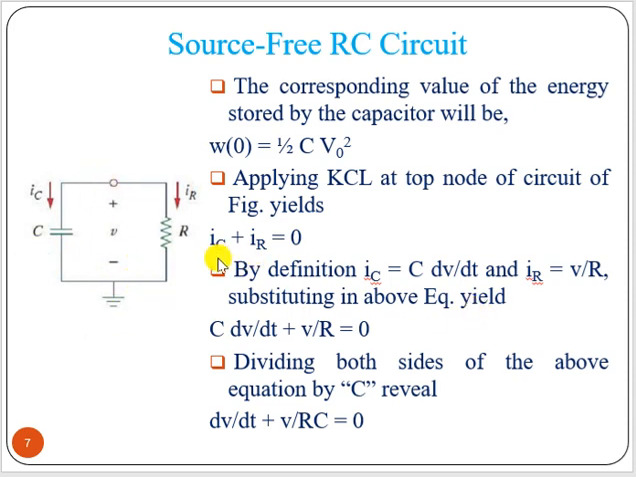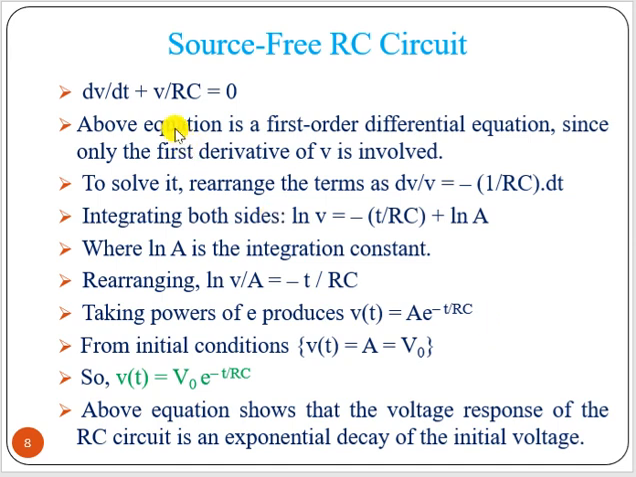So we can write C dV/dt plus V/R equal to 0. Now if we divide both sides by C, we will get dV/dt plus V/RC equal to 0. The above equation is a first order differential equation, because we have the dV/dt term. Since the first derivative of V is involved. If we have a second derivative, d squared V/dt squared, then that will be second order. That we will see after some lectures, for RLC circuit.